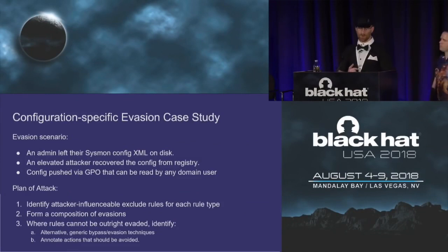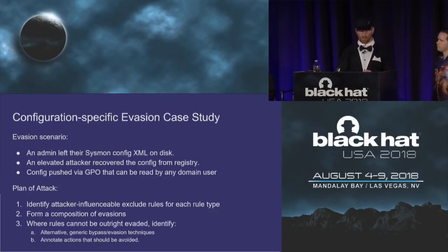So here's our evasion scenario where we possibly obtained the configuration, potentially without even needing to be admin. If the deployment scenario was such that we could obtain the XML on disk, we likely will already have access to that XML, versus the binary configuration, which is locked down. Or if it was pushed via GPO, we wouldn't have direct access to the binary rules blob, but we would, as a domain user, be able to read that GPO.